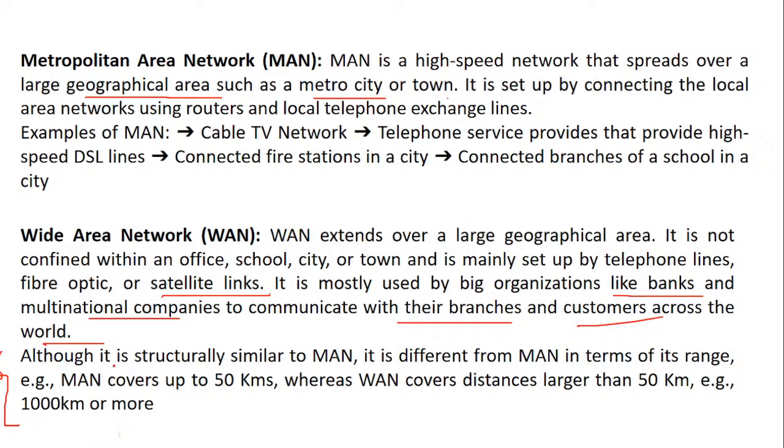Okay. Now, here is a small understanding given with the help of distance. Although it is similar to MAN, it is different in the form of range. If you look at Metropolitan and wide area network, they are both talking about a large geographical area, but what differs them from each other is the range. MAN covers 50 kilometers, whereas WAN will cover a distance larger than 50, say around 1,000 kilometers. So the only quality which differs them from each other is nothing but the range.